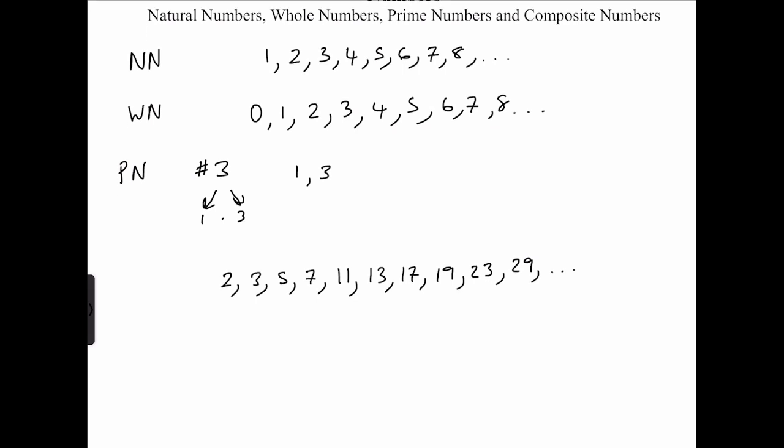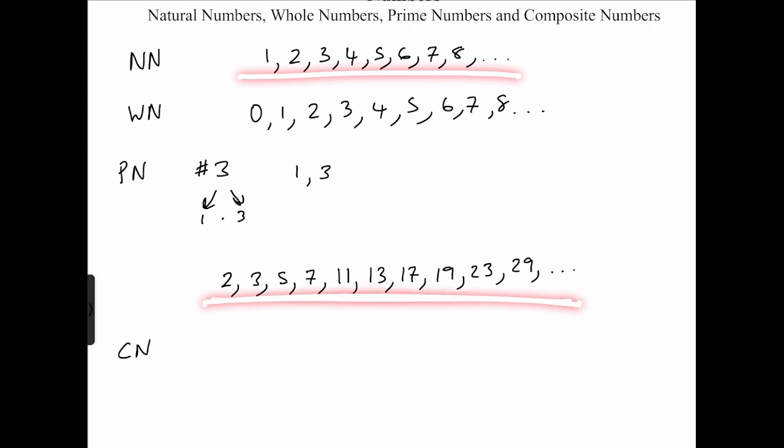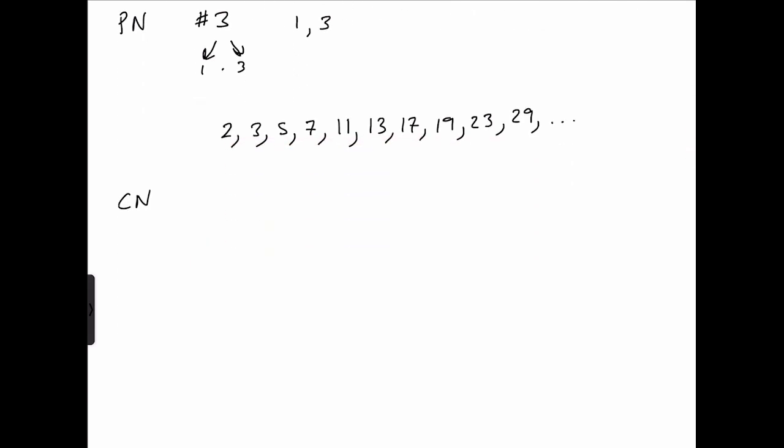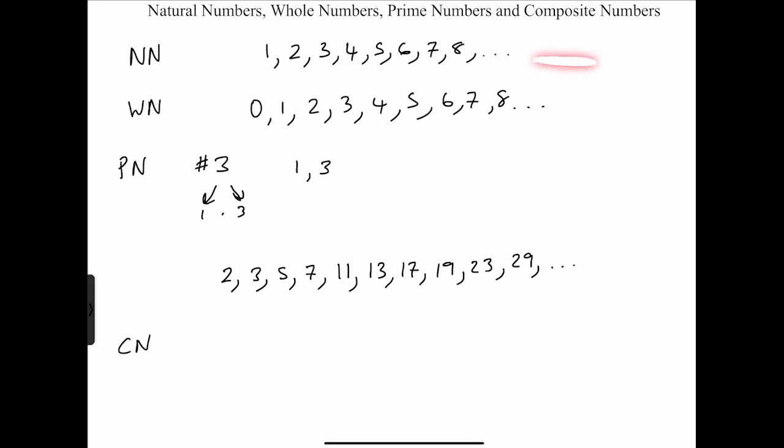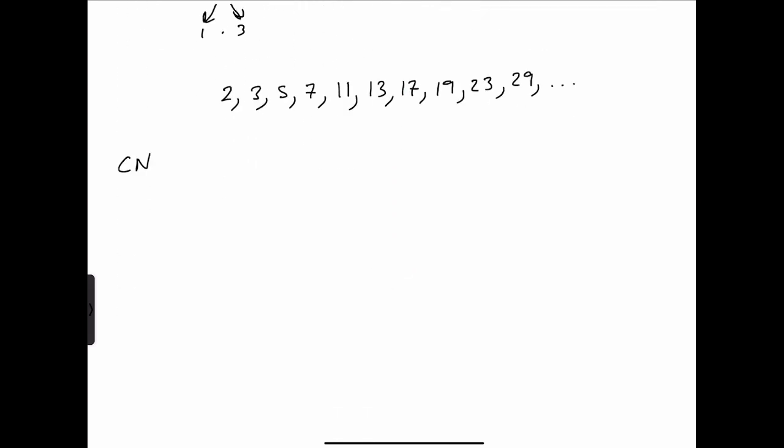Let's take a look at composite numbers. A natural number that is greater than 1 and is not a prime number is a composite number. Let's take a look at the number 15 somewhere out here. 15 is not a prime number. If it were listed, it would be somewhere here. So that is a composite number.